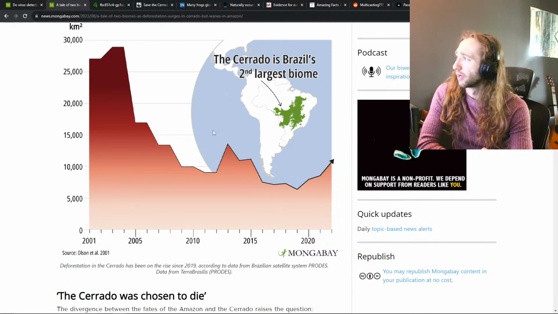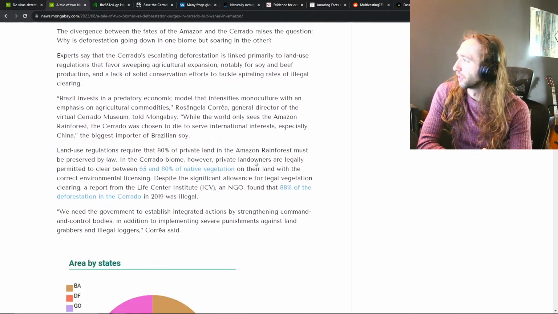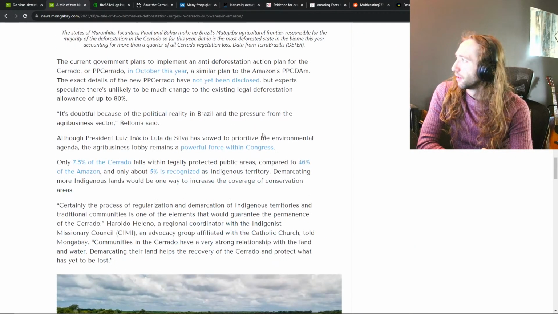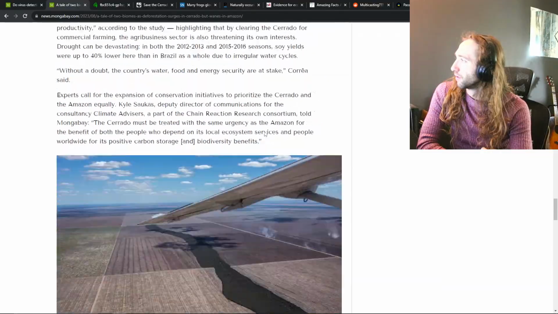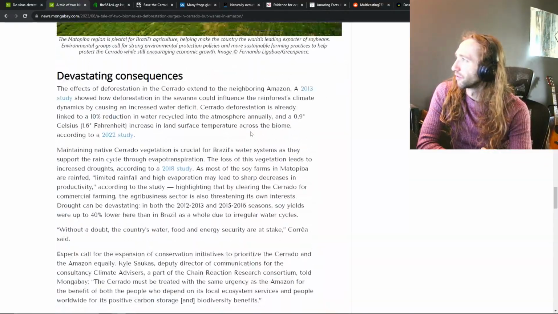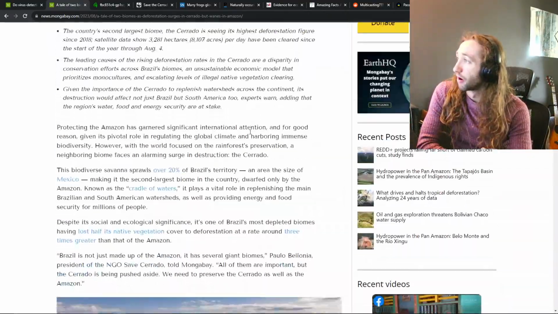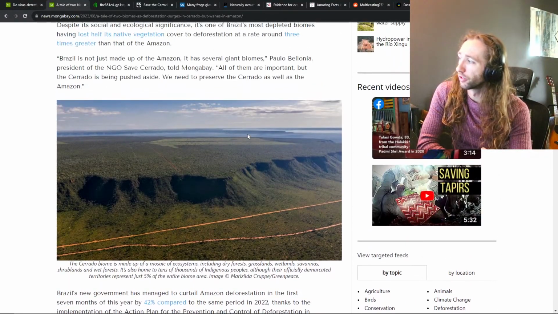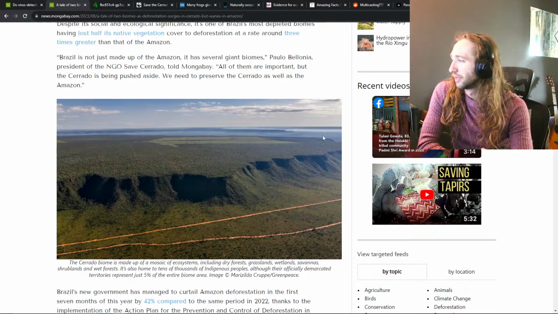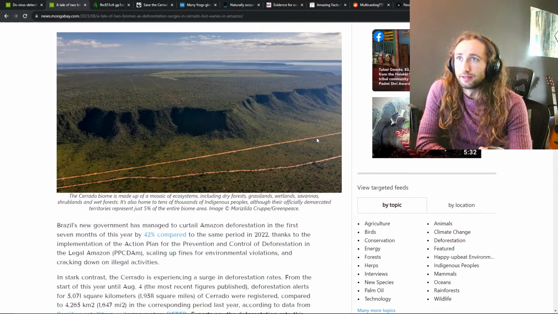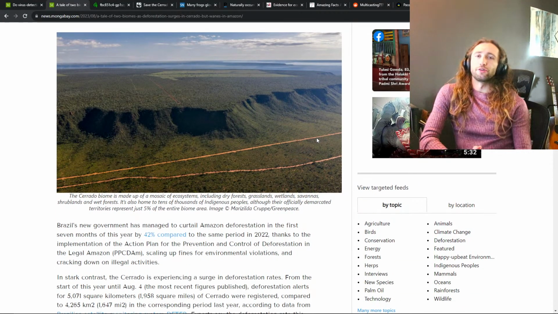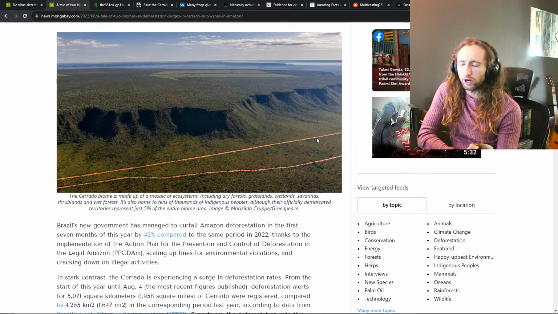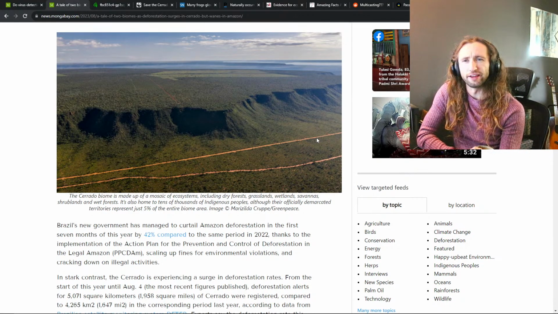But yeah, I just really wanted to bring this up because I just think the Cerrado is an important area that gets really overlooked. And when we talk about the Amazon deforestation, I mean, this is sort of a thing in general, right? Where people like to ignore grasslands, they are often overlooked.